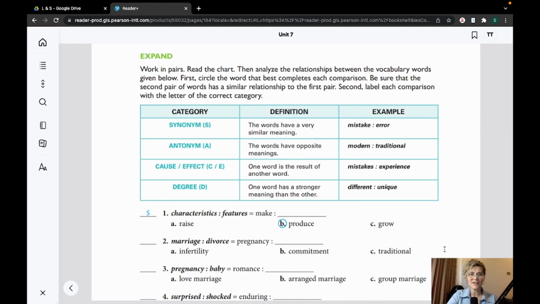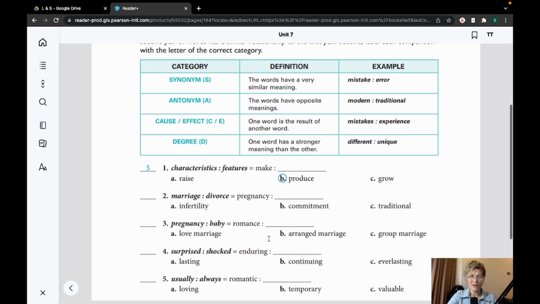Okay, so what are we going to do? I want you to look at the words and figure out whether it's a synonym, antonym, cause and effect, or degree. And I want you to note what it means. So you circle the word that best completes each comparison. Okay, and then you write down either an S, A, C, E, or D.